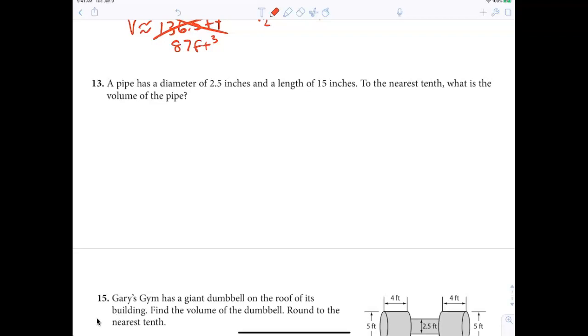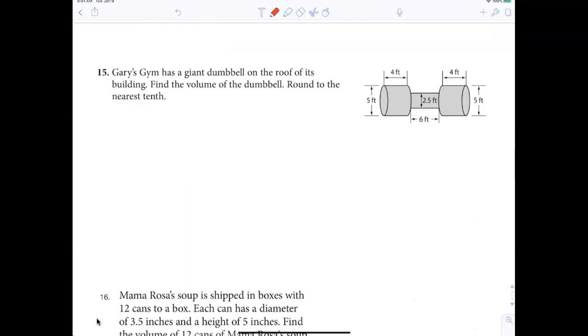A pipe. What is the shape of a pipe? Cylinder. So I'm not worried about that one. All right, you know that. If you know a pipe is a cylinder, you know how to do the problem. All right, let's look at 15.